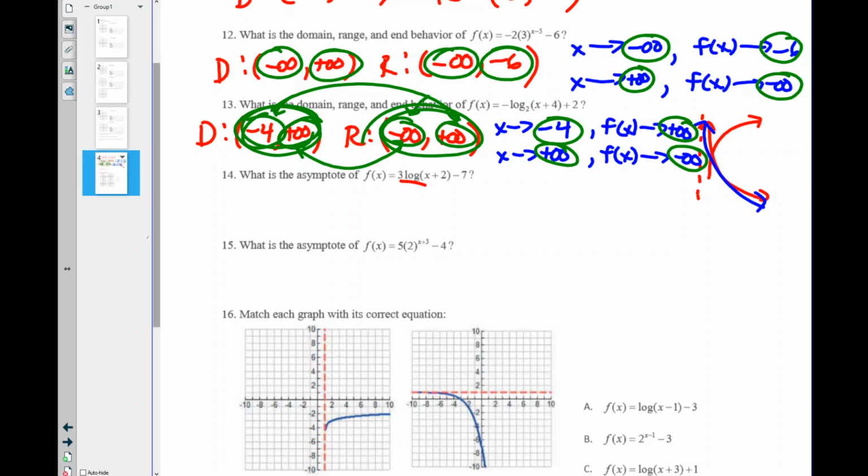Okay, it is vertical. That's good. Yes, vertical. So what are we going to start with? Because it's vertical, what's it going to start with? I'm asking you for an equation.